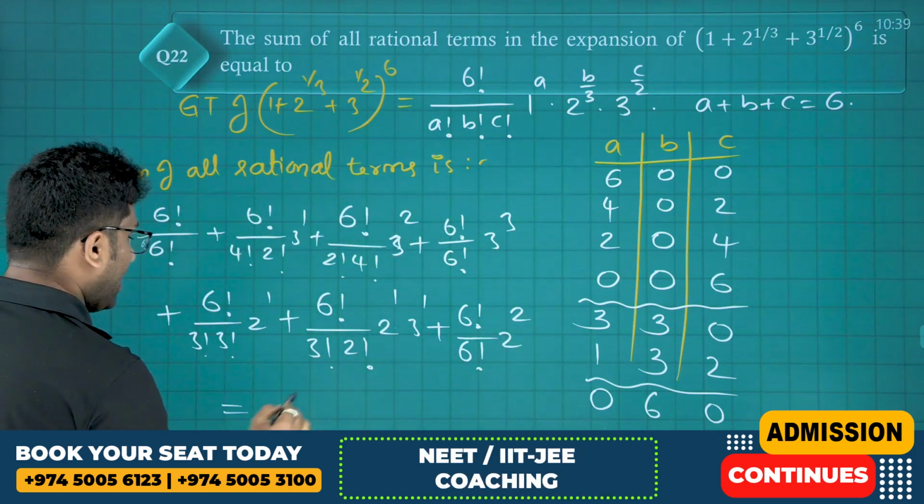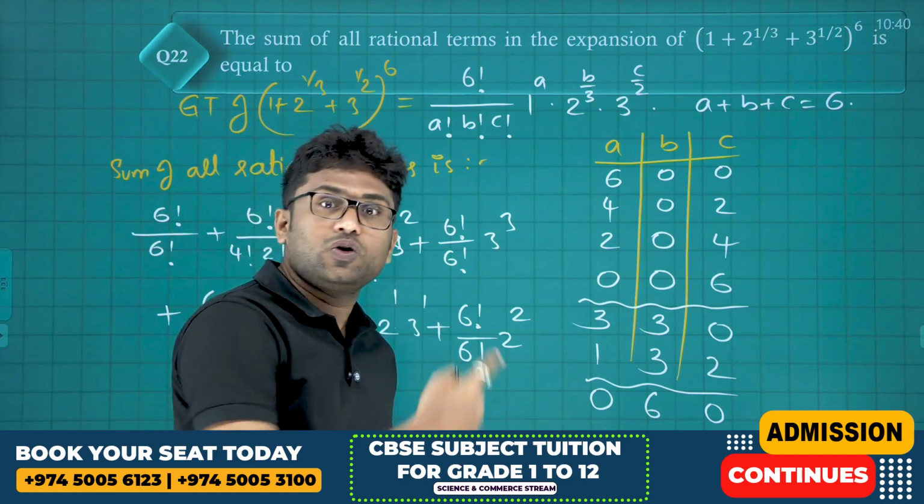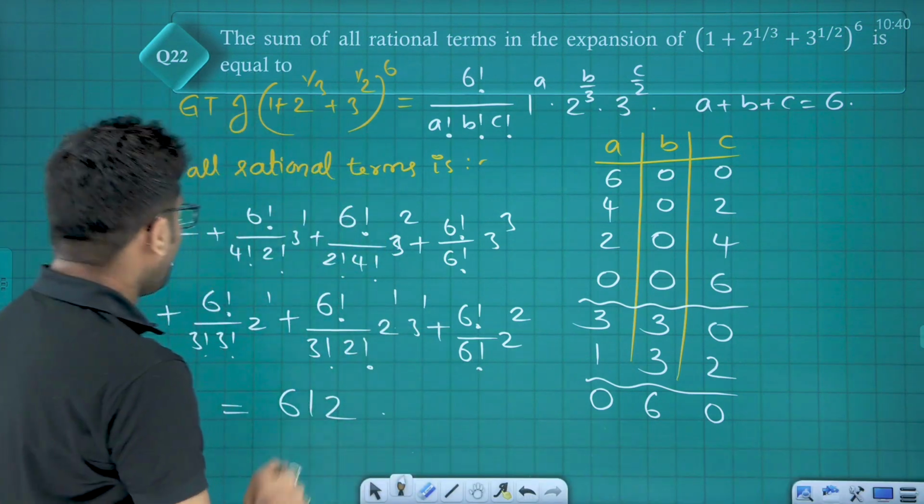So if you are going to add all of them, friends, the answer is 612. You just add them, you will be getting 612 as the final answer.